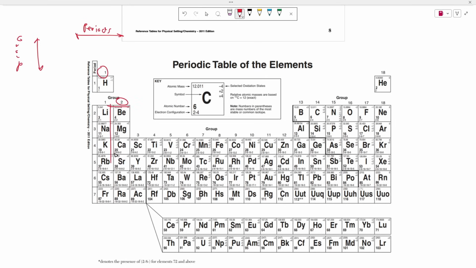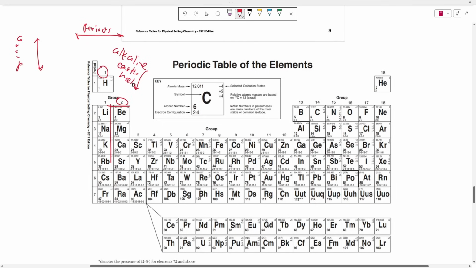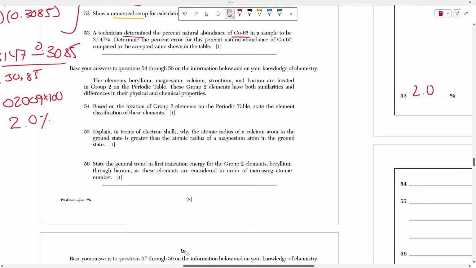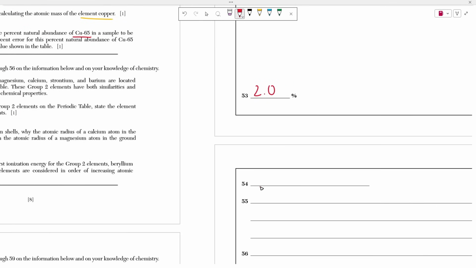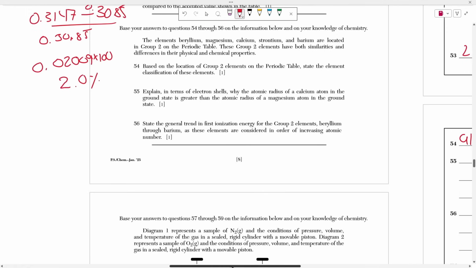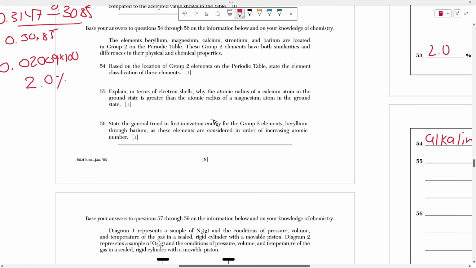Now you should know that group 2 are going to be alkaline earth metals. Alkaline earth metals are right here. How do I spell that? Alkaline earth metals. That's what this group is called. You know that this group is called the halogens, this group is the noble gases, these groups are the transition metals. So beryllium, magnesium, calcium, strontium, barium, and Ra, I don't know the name for that, but again, all of these are going to be alkaline earth metals. So that's the correct answer here. Go into number 54 and just say alkaline earth metals. That's the name of that group. They're asking you for the name of that group. That's the classification of these elements. They're classified as alkaline earth metals.